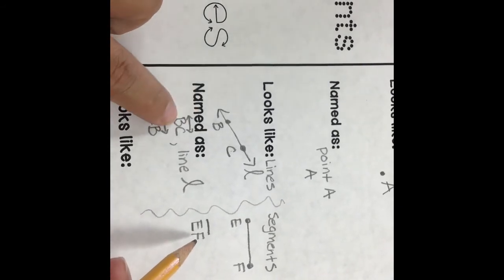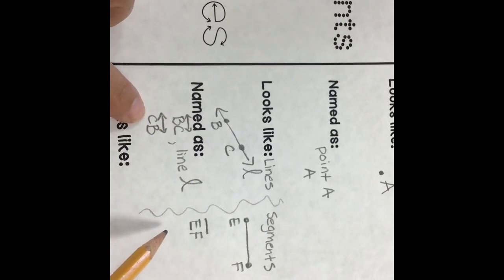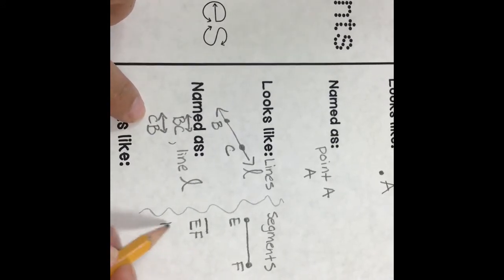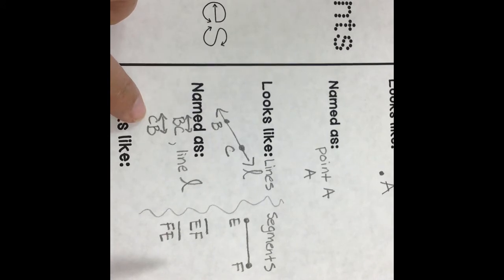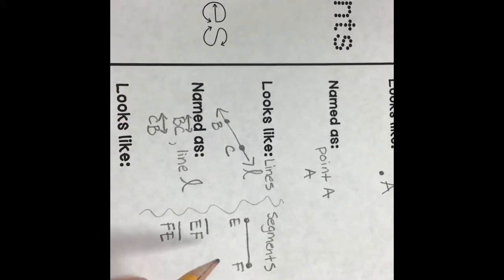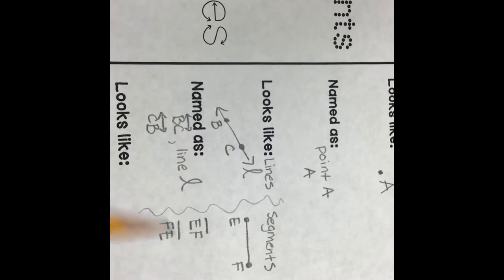Okay, if this one could reverse its letters, can this one? Yes. So this one can also be named EF, with the little segment on the top. Segments would not have cursive lowercase letters. So this is the only way to name a segment.